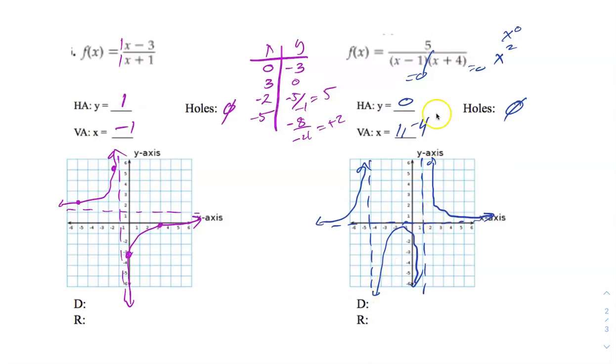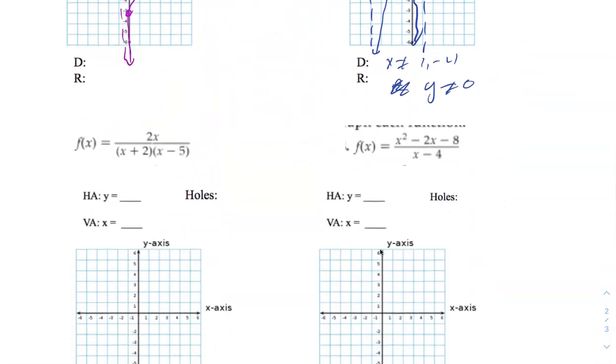My domain, what can I not be? I can't be 1 or -4. My range, it looks like I can't be 1. I think it's a good one to check because sometimes this graph is a cubic graph in the middle. So it might be all real numbers, but in this case, it's y cannot equal 0. So there we go with that. Next one.